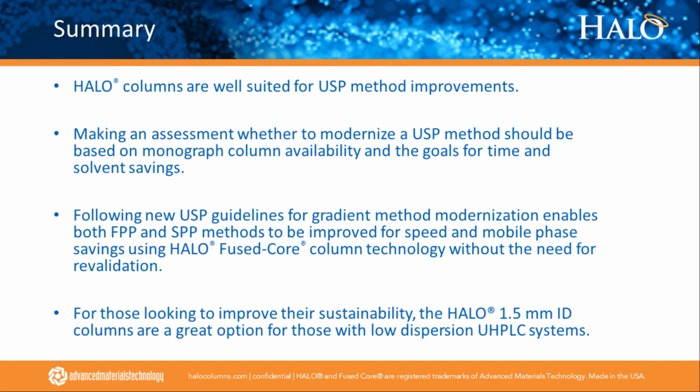So then in summary, the Halo columns are well suited for USP method improvements. Making an assessment whether to modernize a USP method should be based on the monograph column availability and the goals for time and solvent savings. Following the new USP guidelines for gradient method modernization enables both FPP and SPP methods to be improved for speed and mobile phase savings using the Halo fused core column technology without the need for revalidation. And for those looking to improve their sustainability, the Halo 1.5 millimeter ID columns are a great option for those with low dispersion UHPLC systems.